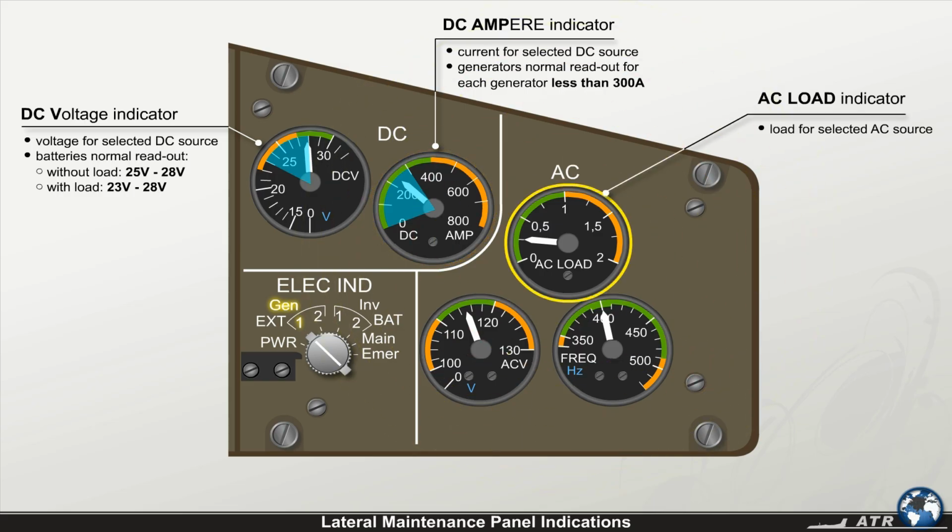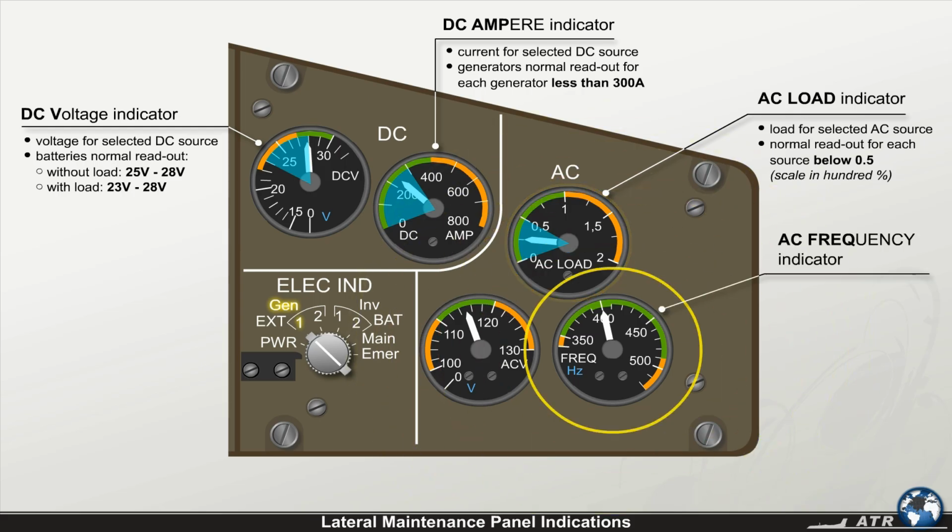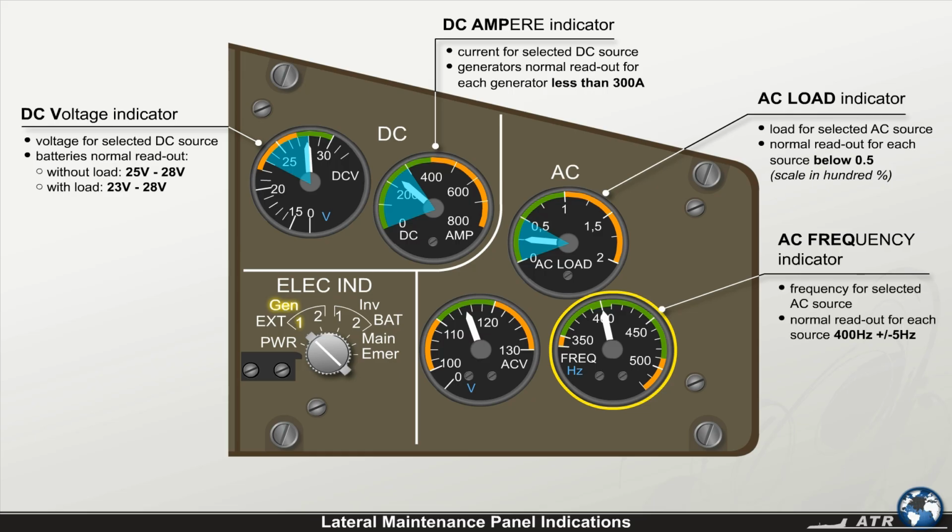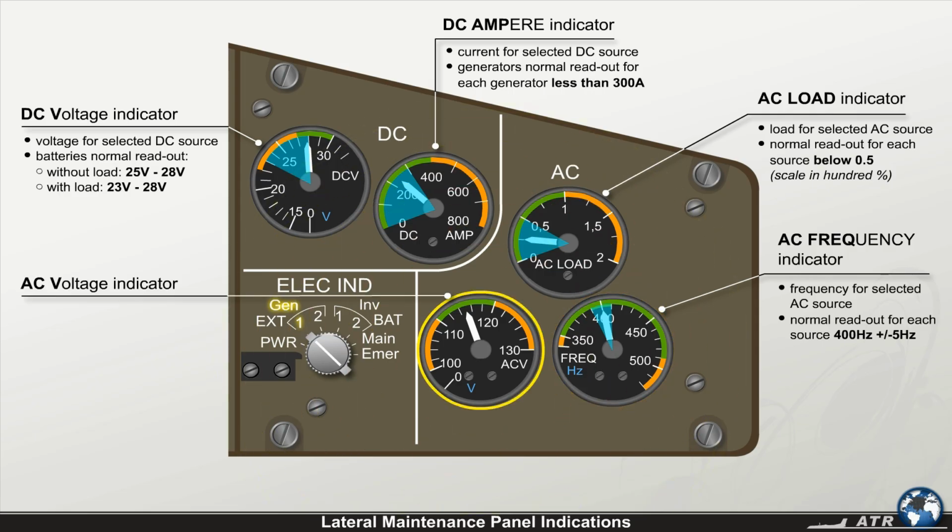The AC load indicator normal reading for the selected AC source should be below 0.5. Its scale shows the load applied on the source in 100%. The frequency indicator, under normal operating conditions, should read 400 Hz plus or minus 5 Hz for the frequency of the AC source chosen via the rotary selector. And finally, the AC voltage indicator shows the selected AC source's voltage, which normally should be 115 volts plus or minus 4 volt.